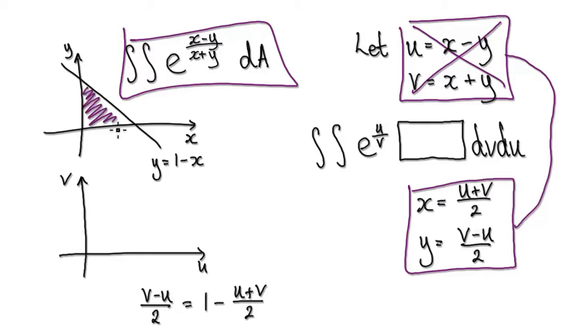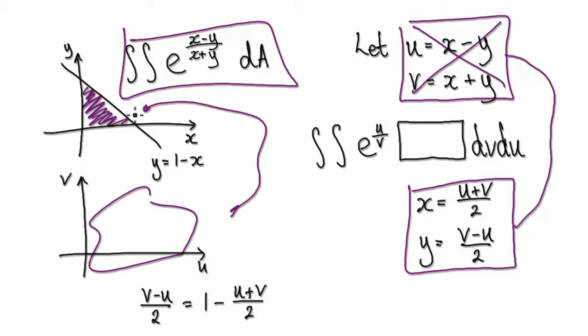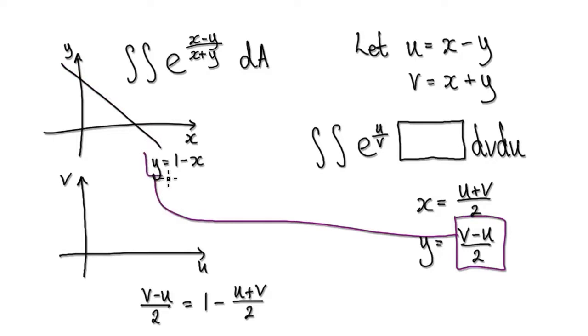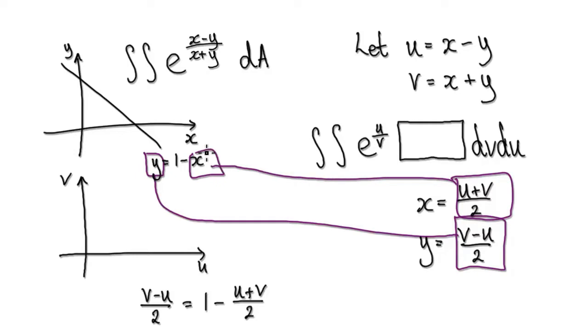We need to investigate this region. This region will get morphed into something else. So let's consider this diagonal line. This diagonal line is y equals 1 minus x. Now let's see what happens to this line in the uv realm. So let's put this into the y and put this into the x, and then we can see what happens in the uv realm.